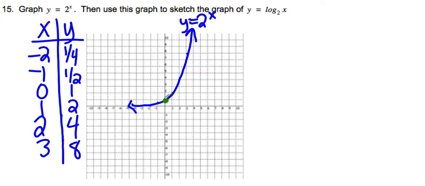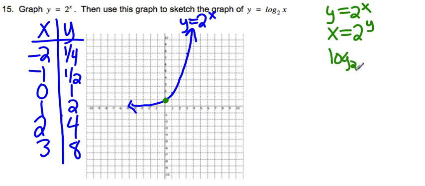Okay, so now what we want to do is graph log base 2 of x. Hopefully you can see from the other videos that this is the inverse, because if we take y equals 2 to the x and we switch the x and y, x equals 2 to the y, and then we rewrite this in logarithmic form, this is log base 2 of x equals y. That's what we've got here. So this is the inverse of the blue one that we just graphed.